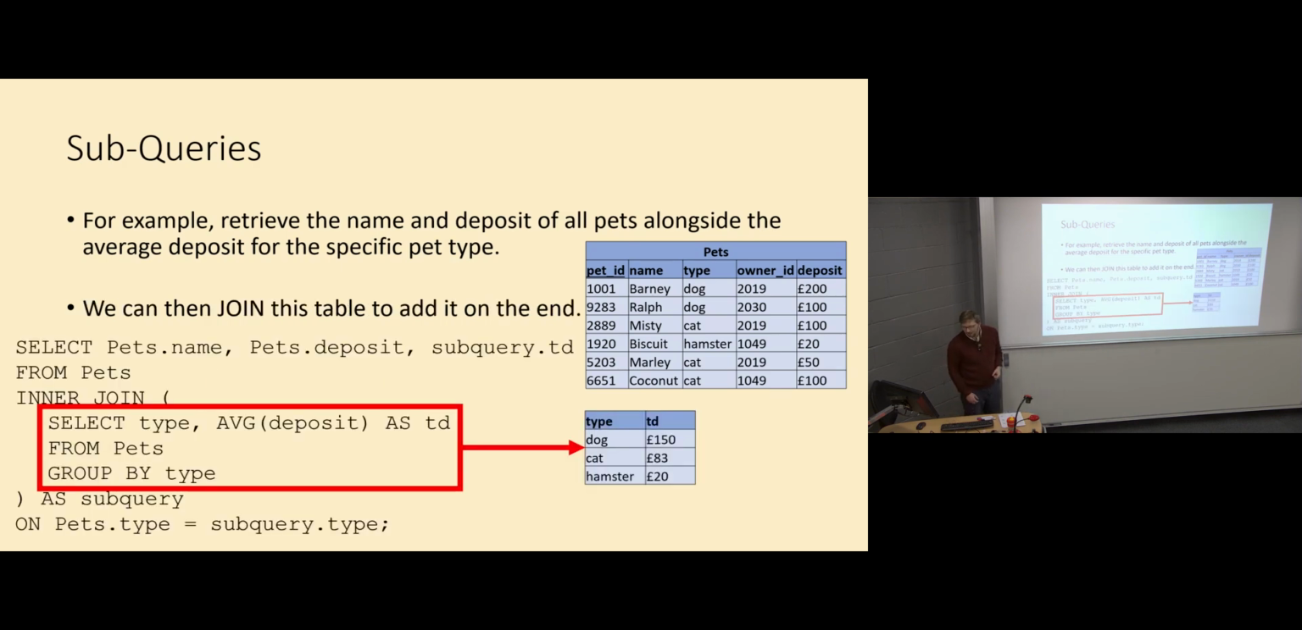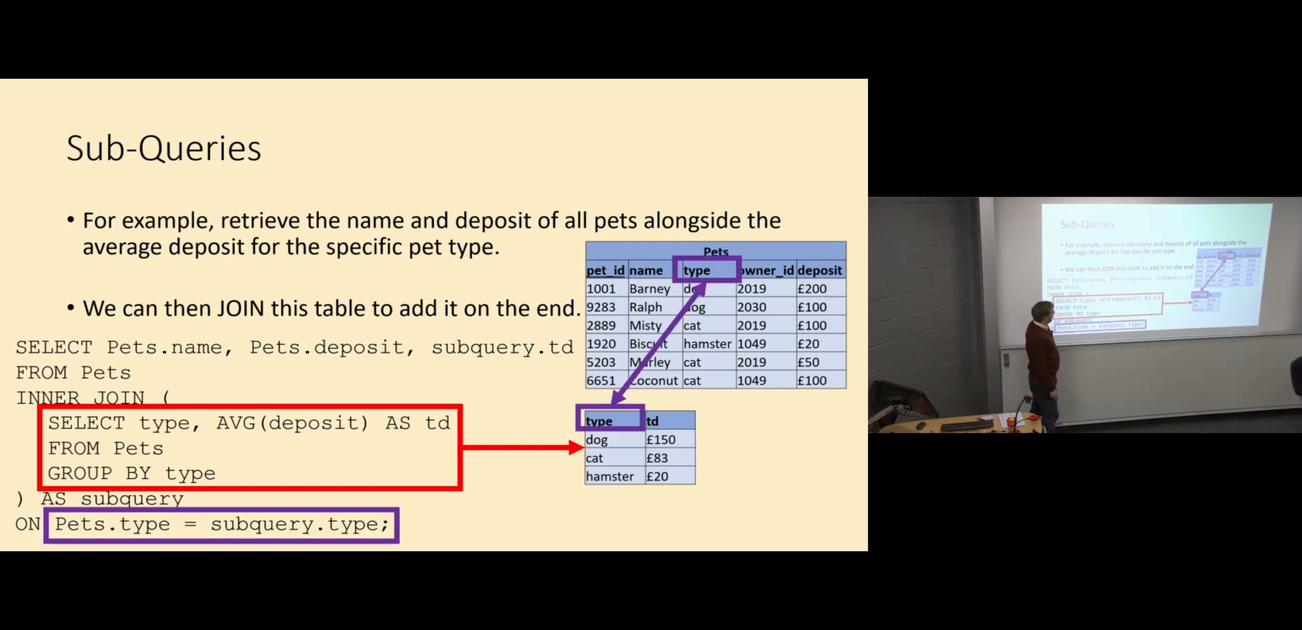We can then join this table to our larger query. So let's break this down a bit. So we want to select the name, deposit, and this will be our type average from pets, but we're going to inner join the pets table to this subquery table here. So this gives us this table. We're going to inner join this table on pets.type equals subquery.type. So we're saying I want to inner join based on these columns. So the resulting table essentially takes this data and appends it onto the end based on what the type is.